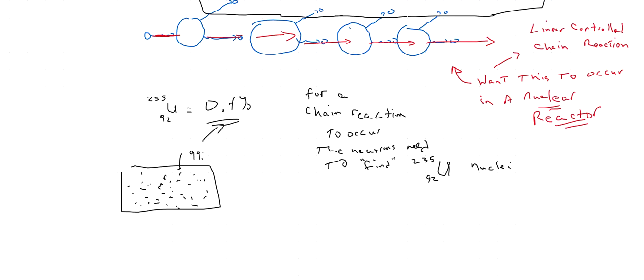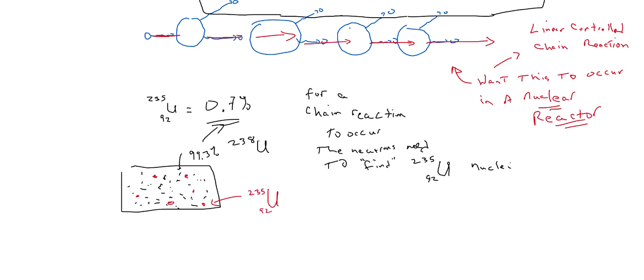99.3% of these are uranium-238s. Now I'll put a couple of red dots here for less than 1%. I'm going to put a red dot there, a red dot there, a red dot there. These red dots are the uranium-235s.